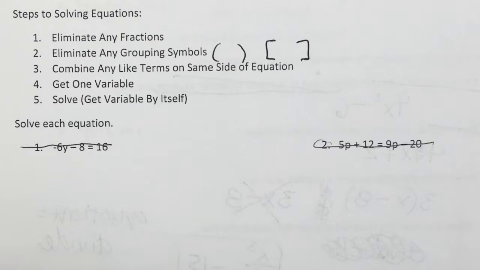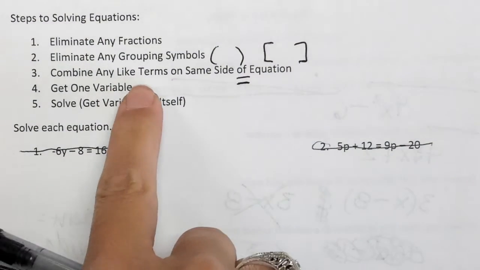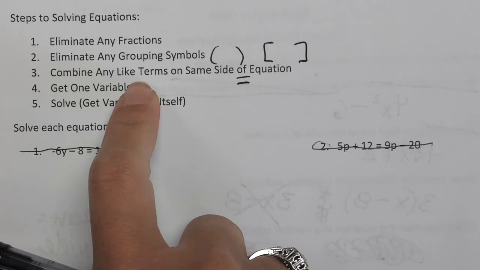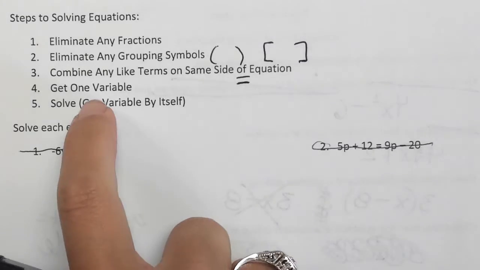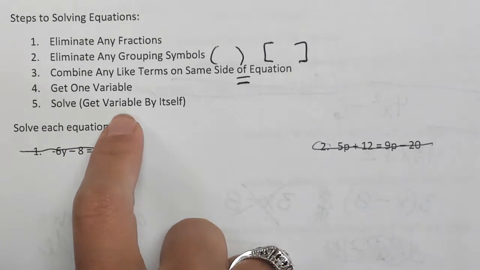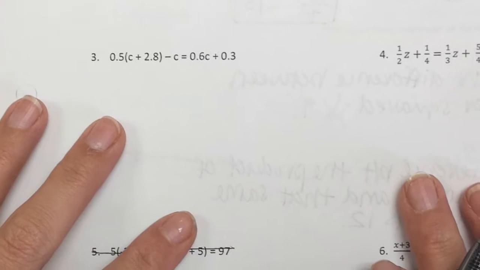And then combine any like terms on the same side of the equation. So, that means on the same side of the what? Equal sign. And we all know what like terms are. We don't need to talk about that, right? We do? No? Okay. And then we get one variable by itself on the side of the equal sign, and we have solved it.